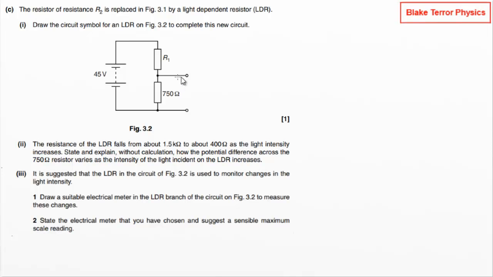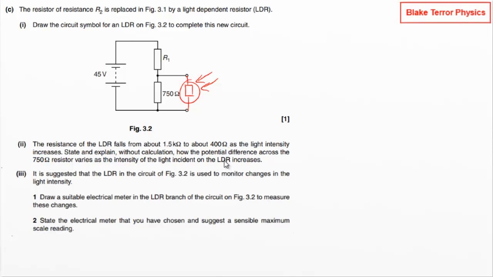They've now removed R2. They're replacing it with an LDR, a light dependent resistor. Draw the circuit symbol. Right, so for LDRs, we draw the resistor symbol, put it in a circle, and then draw a couple of line arrows coming in at it. That's our LDR. The resistance of the LDR falls from about 1.5 kilo ohms, which is what R2 was, down to 400 ohms as light intensity increases.